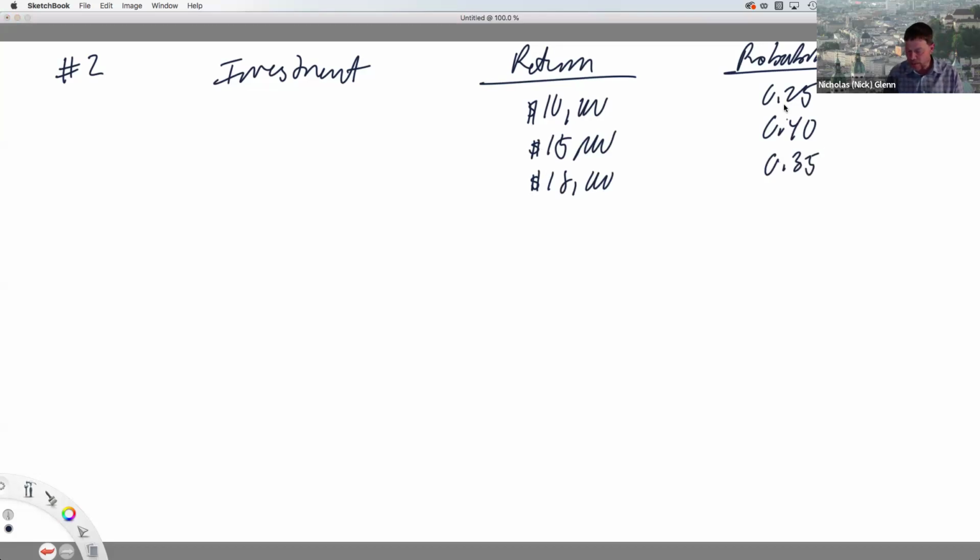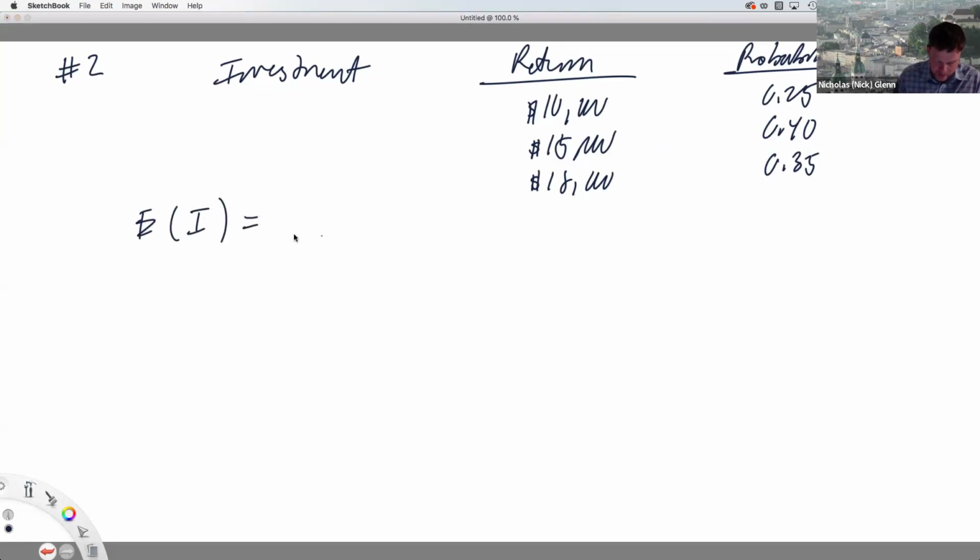Now, when you're doing these, your probabilities always need to add up to 1. 0.35 plus 0.40 is 0.75, plus 0.25 is 1. All right? You need to have every potential possibility here. And so this covers it. So let's calculate what this is worth in expected value terms.